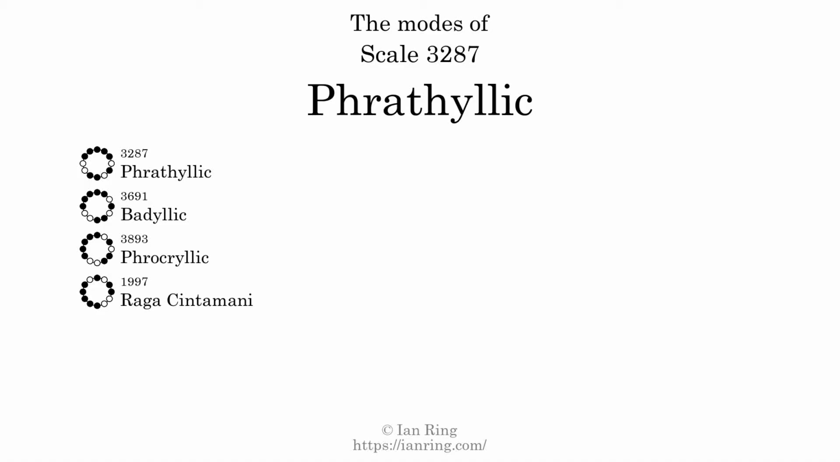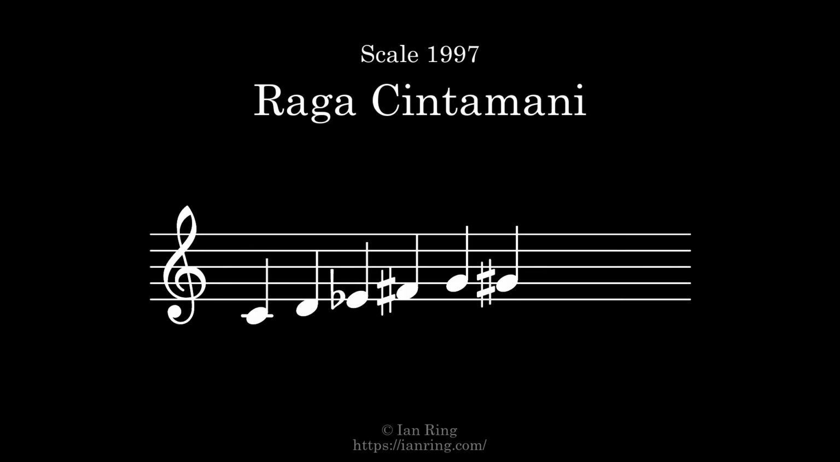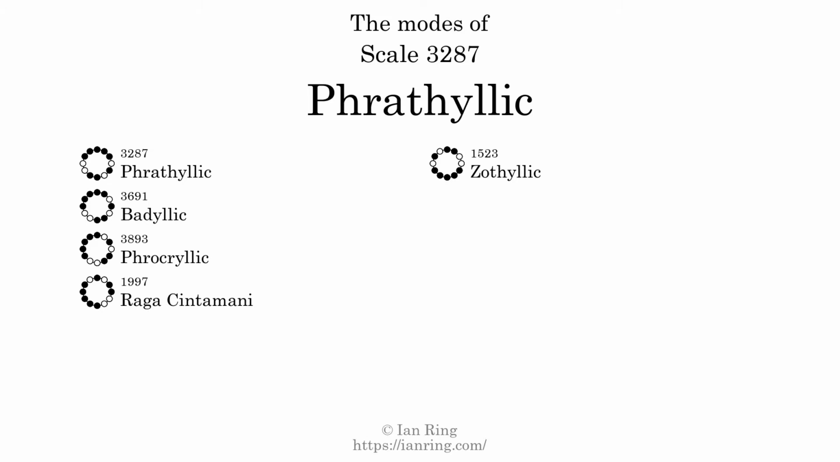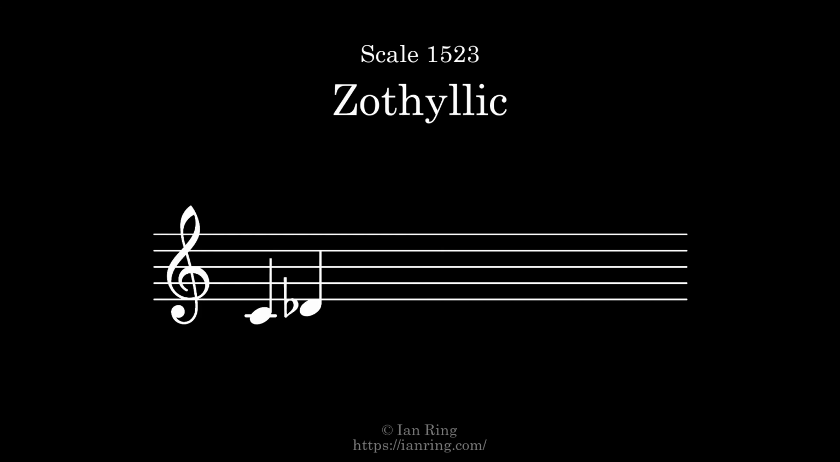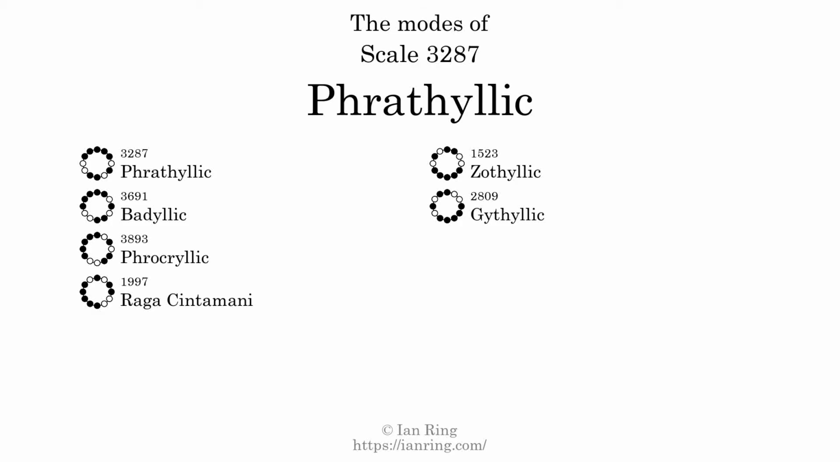The fourth mode is scale 1997, also known as Raga Sintamani. It sounds like this. The fifth mode is scale 1523, also known as Phrathyllic. It sounds like this. The sixth mode is scale 2809, also known as Phrathyllic. It sounds like this.